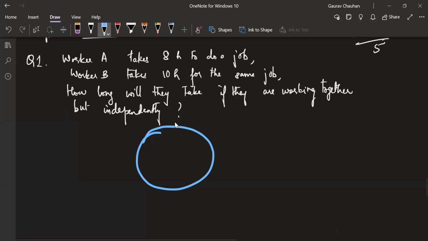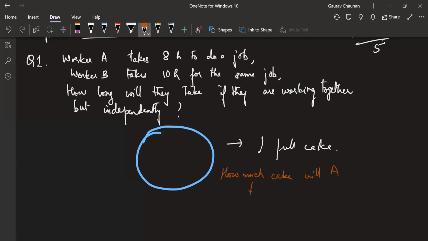So here, I have one cake. I have one full cake. Now my question is, if worker A takes 8 hours to eat that cake, that's to do the job, how much of the cake, I want you to focus on my question, how much cake will A eat in 1 hour? Guys, think about this question, type in the chat box for everyone.